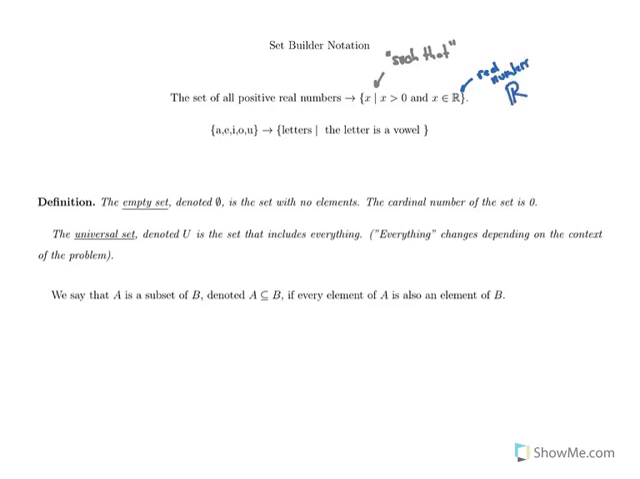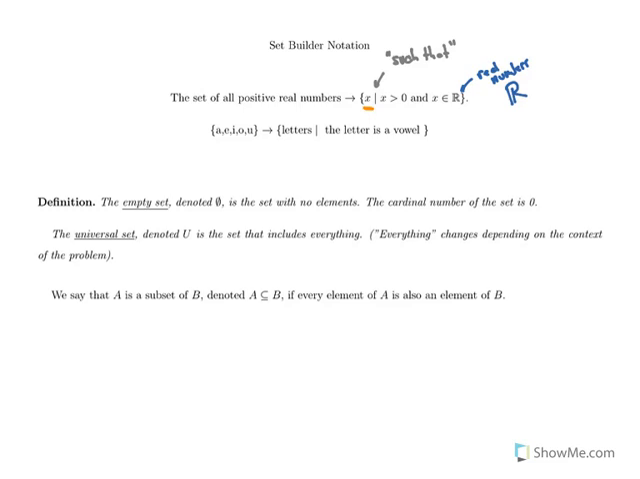Sometimes writing it down just kind of like that with double lines on the side. So again, when we read this set builder notation, it is the set of all x such that x is greater than 0 and x is a real number. Let's look at the next set.